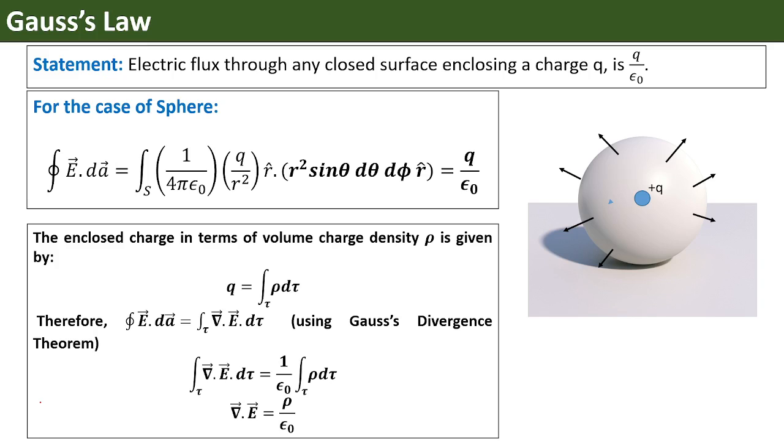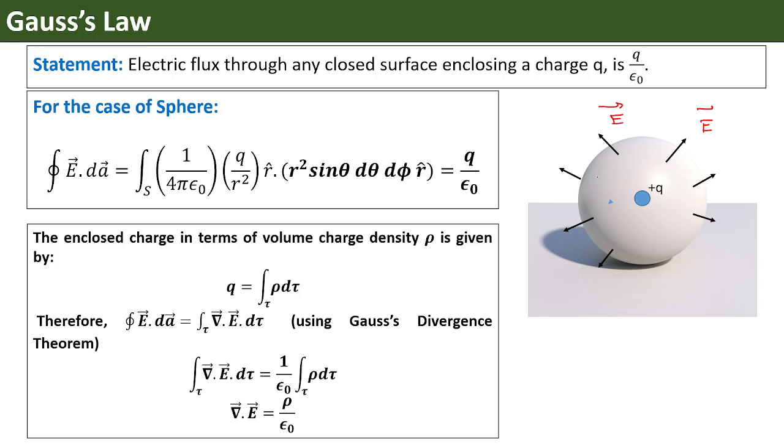Now this gives us the foundation of something which is called Gauss's law. Now what is Gauss's law? The statement goes like this: electric flux through any closed surface enclosing a charge q is q upon epsilon naught. Very simple and elegant. Similarly, as I have already said, suppose you have a spherical ball where inside you have kept a charge plus q, and you see that certain electric field lines are coming out all throughout the surface. I have shown only a few lines, but it's coming all throughout the surface.